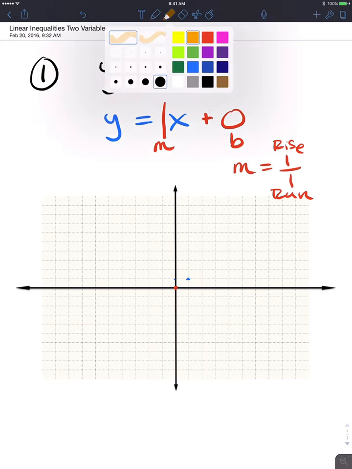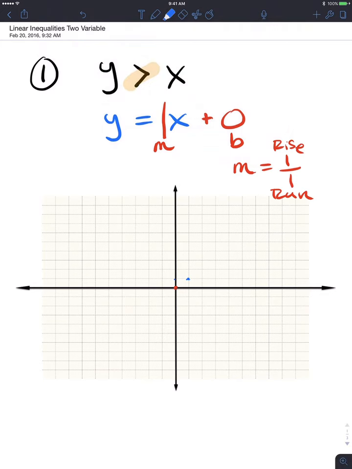Now, I'm going to use a highlighter here to illustrate what we're talking about. These two locations are what I'm going to draw my line through. And this line is going to be dotted. The reason it's dotted is because we have the strictly greater than sign. So when I actually draw the line here, we're going to have to draw it through these 2 points. Here's my dotted line.